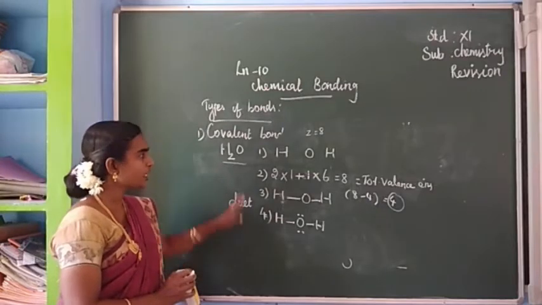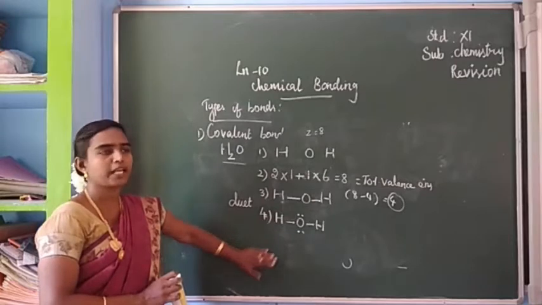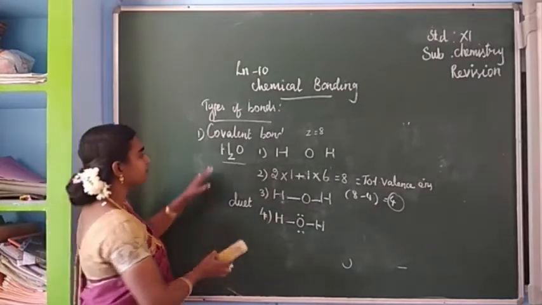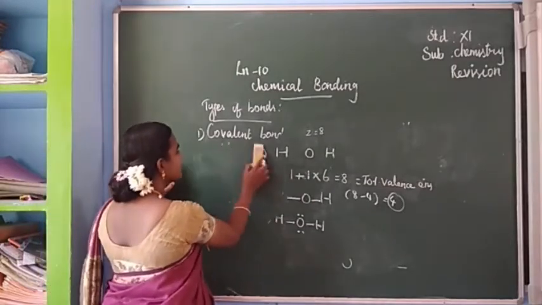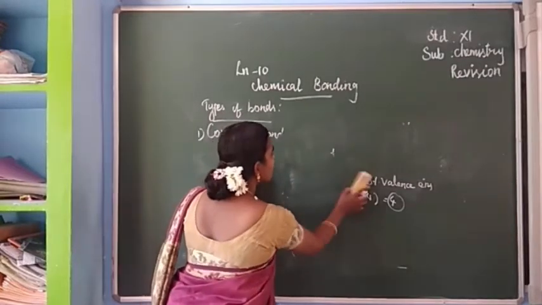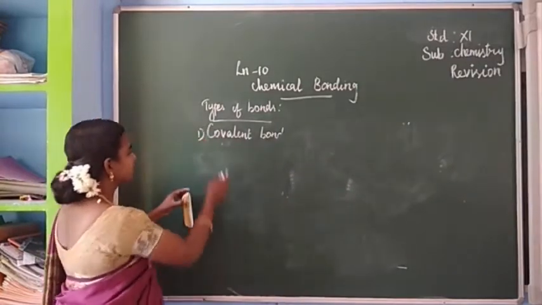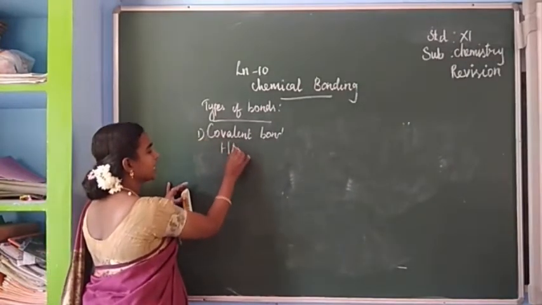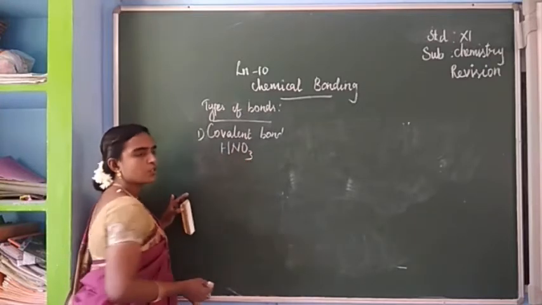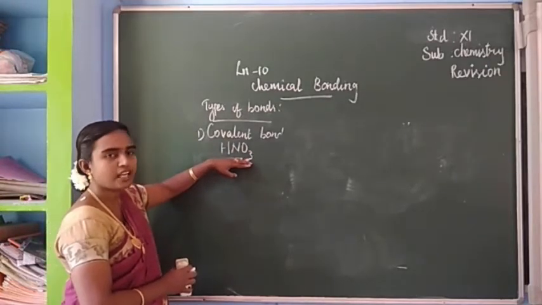Is it clear, students? I have explained the water molecule. One more molecule I will explain, that is nitric acid. The nitric acid formula is HNO3. So what's the first step for writing the Lewis structure? For HNO3, nitric acid, the first step is to write the skeletal formula.